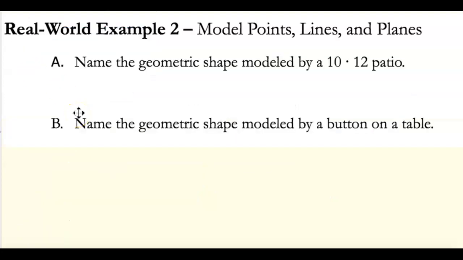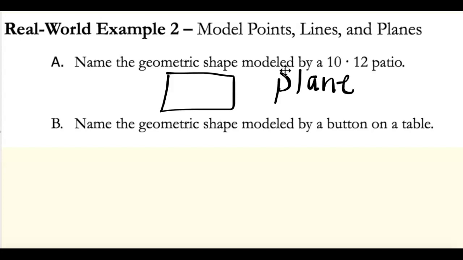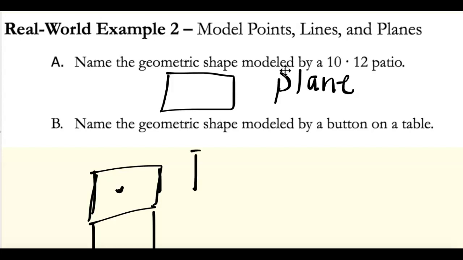So this gets a little tricky because we wanted to name the geometric shape. So if I were to try to draw out the shape of a patio, it would be this shape. And so if we're trying to name a geometric name for that, that would be a plane. Geometric shape for a button on a table. So if we had a table here and we have the legs coming down, and then we just have a little button on there, the geometric shape represented by that would be a point.